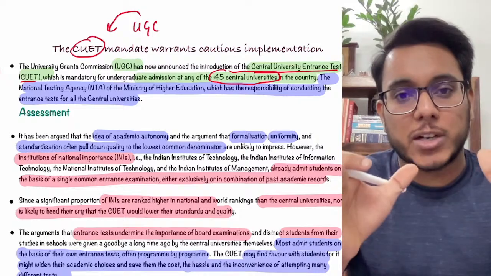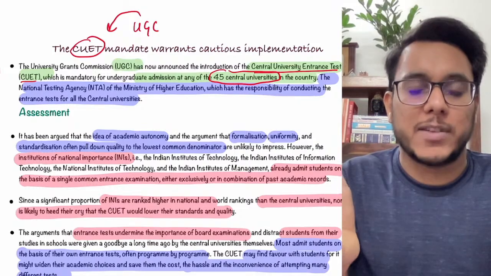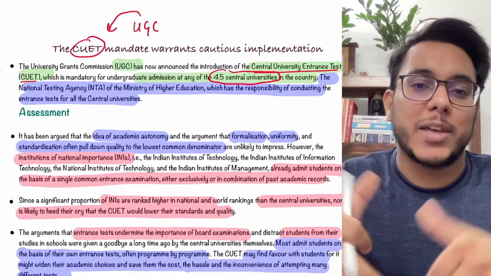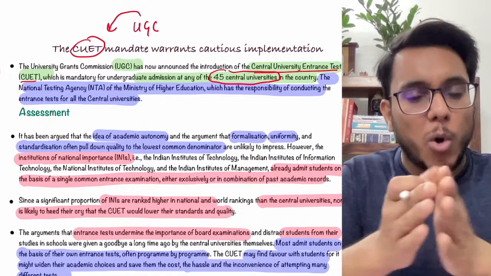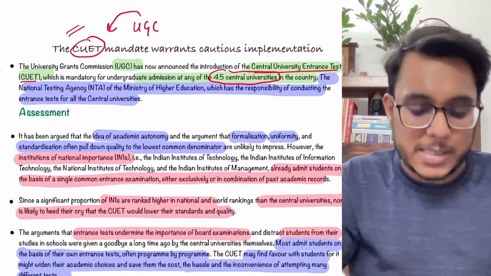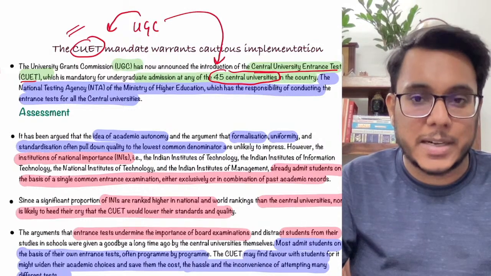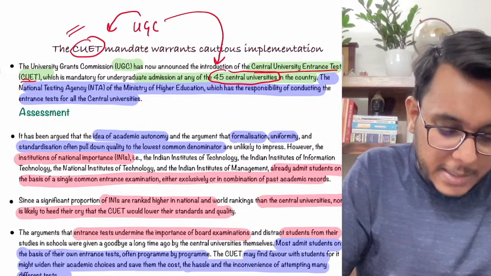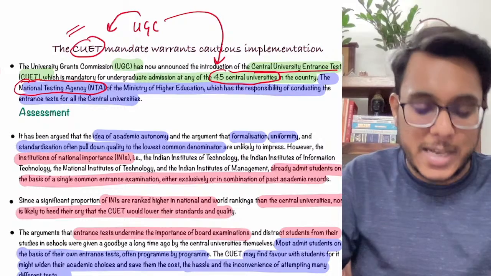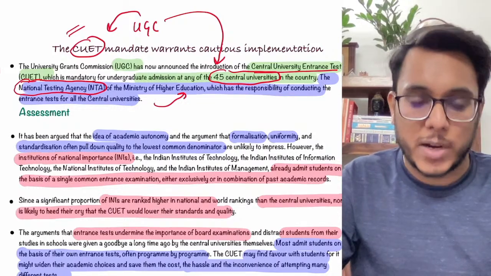So right now the structure for admission into the central universities is very haphazard. Somebody is taking admission on marks, somebody is taking admission on their own entrance test. Now in order to bring a kind of uniformity, this CUET will be one test that will be conducted for the 45 central universities. Now this particular test will be conducted by the NTA, that is the National Testing Agency, which is under the Ministry of Education. Fine, this is something that is going to happen.